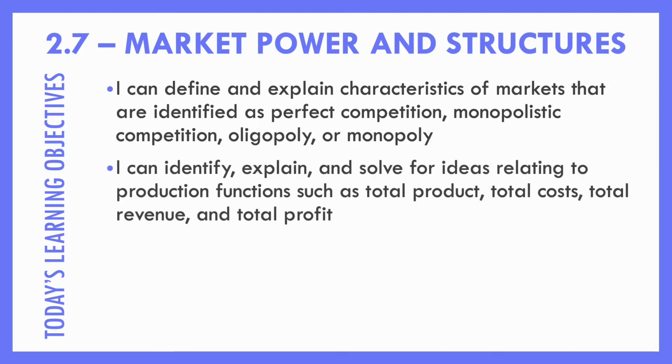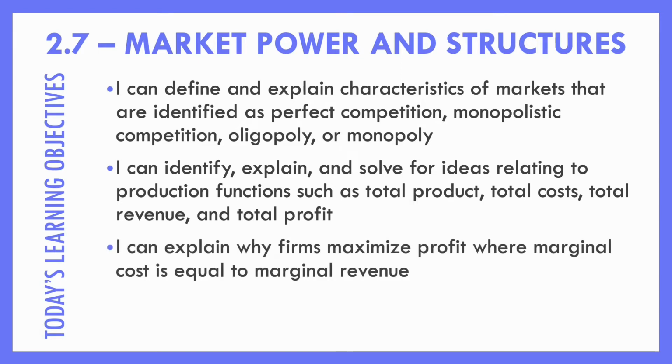Within that, within these market structures, we want to talk about their production, something known as the production function. And we're going to talk about some ideas such as total cost, total revenue, total profit, maybe some of those ideas that you've heard of before. We'll connect them all together. And then finally, if you're a company, what's your goal? You want to make as much money as possible, make as much profit. Well, how do you do that? Where's that point that you should be producing at in order to do that? We'll discuss what that is and why it is where marginal cost is equal to marginal revenue.